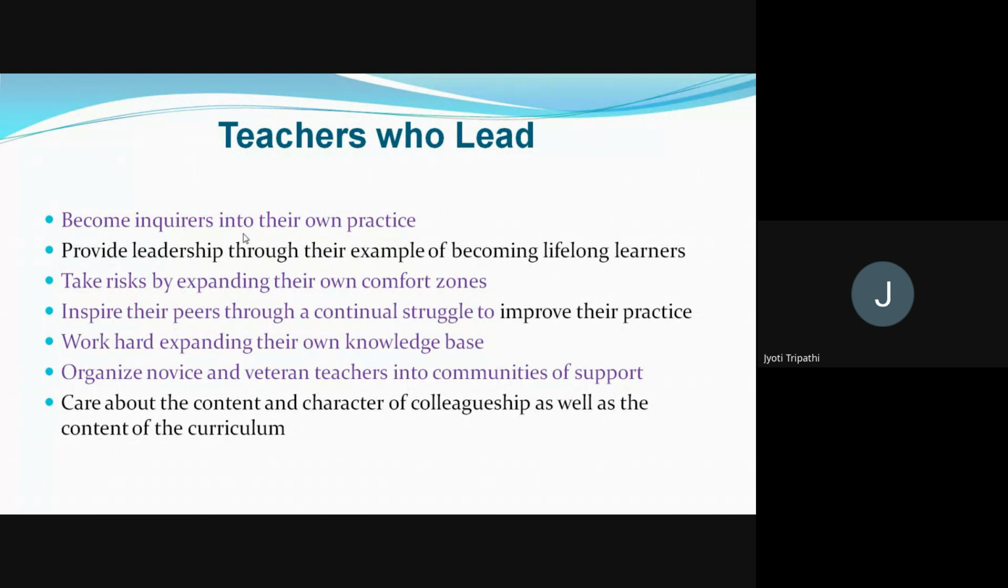Right? And yes, the next point: teachers who lead take risks by expanding their own comfort zone. So they believe in coming out of the comfort zone and taking risks. Risk-taking ability is part of their personality, which is part of every good leader's personality. They also inspire their peers through a continual struggle to improve their practices. So they inspire and influence other fellow members of the organization. Now they work hard, very important. At this point, I mentioned Dr. APJ Abdul Kalam when I was discussing this slide. So perseverance and hard work are qualities of good leadership, and a good teacher leader also has the same. They organize novice and veteran teachers into communities of support.